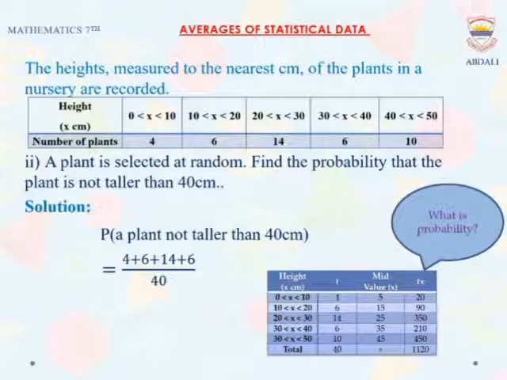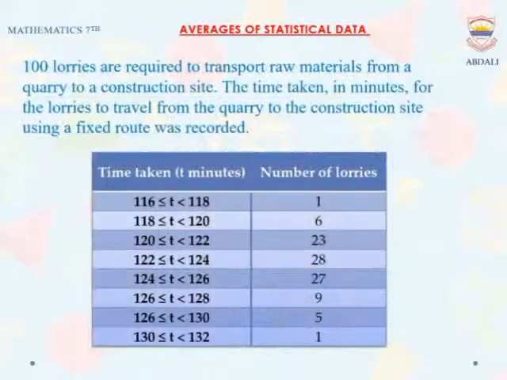Okay, so this is the way to find probability. We will divide all the chances that a plant's height is less than 40 by the total frequency. So it becomes 30 by 40, and when we simplify it we will get 3 by 4. So these are the chances that a plant is not taller than 40 centimeter. Okay. So let's move to the other question.